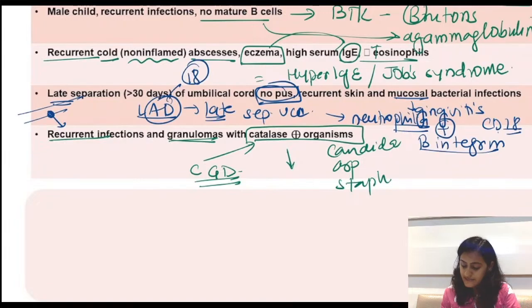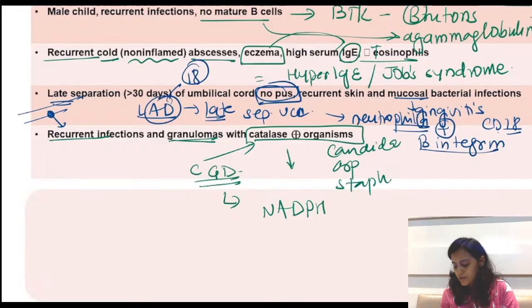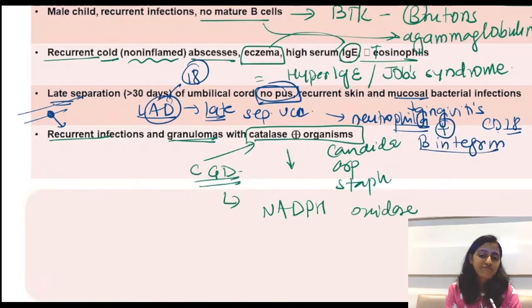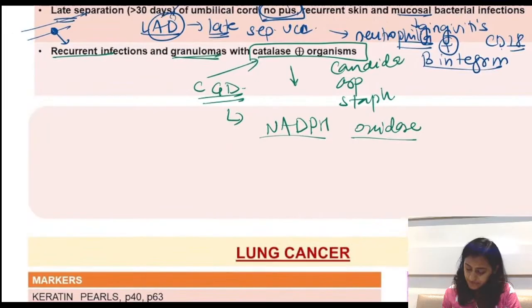Chronic granulomatous disease. What is the defect here? The defect is in the respiratory burst, that is NADPH oxidase. Respiratory burst defect is what we have here. So remember, NADPH oxidase defect is what we have here.